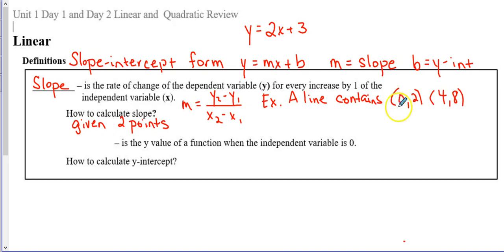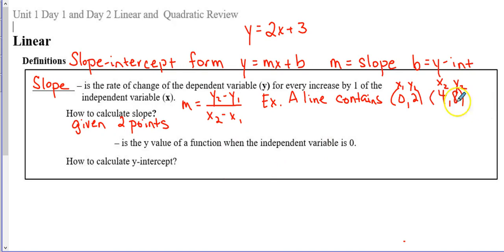Okay, so this is my x value, this is my x value, this is a y, and this is a y. So we could call this 0 our x sub 1, okay? And the 2 would be our y sub 1. The 4 would be x sub 2, and the 8 would be y sub 2.